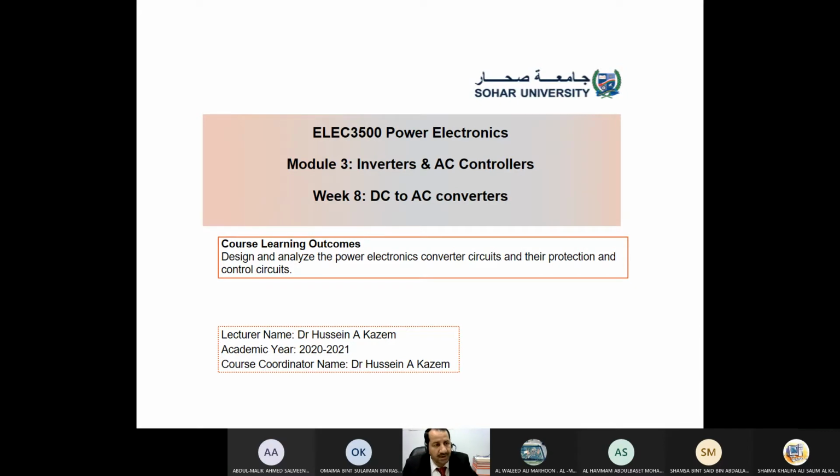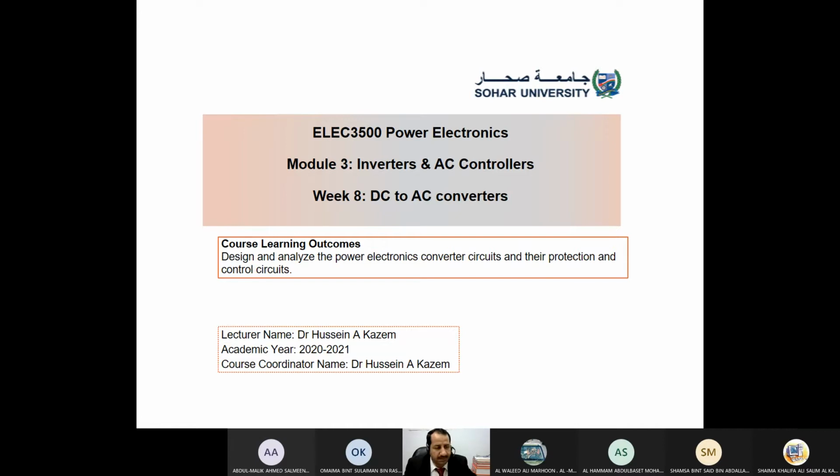Okay, so back again to power electronics. This is module number 3, week number 8. It's about inverter and AC controller, or AC voltage controller. Today we will start with DC to AC inverters. We will discuss single phase. This week we will focus on single phase. Next week we'll start with 3 phase to have the full picture.